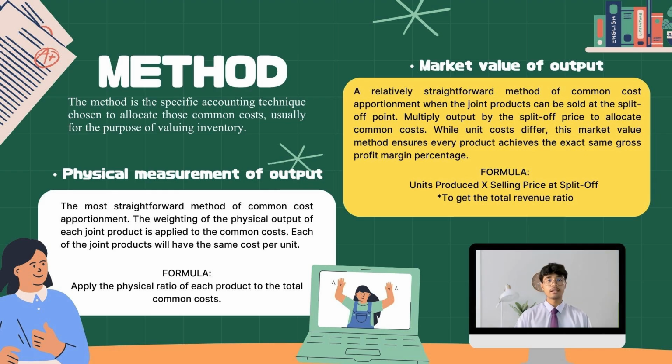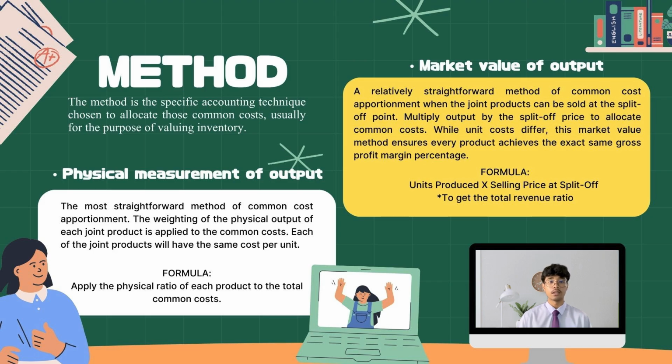The second method is market value of output, or sales value at split off. This method uses the market value of each product at the split-off point. The formula is units produced times selling price at split off, and we get split-off sales value. Allocate joint cost based on each product's share of total split-off sales value.